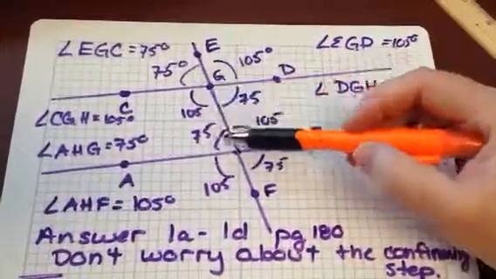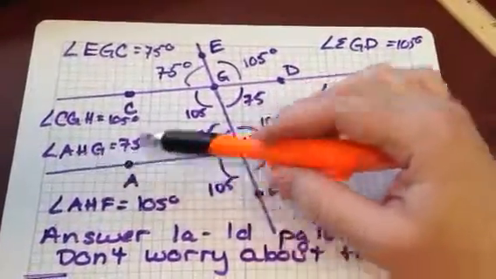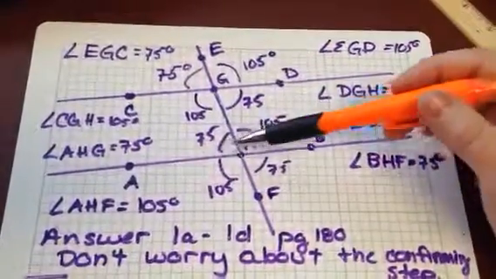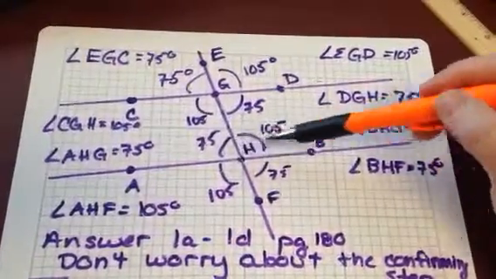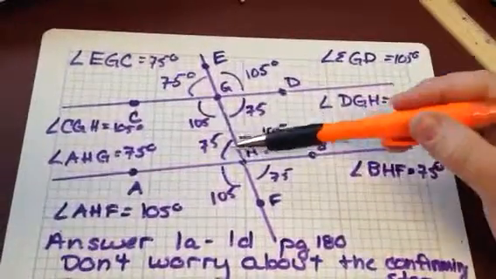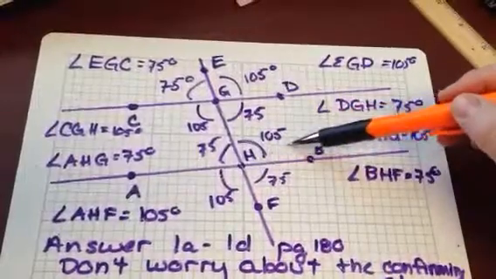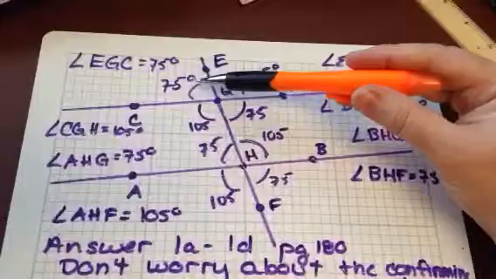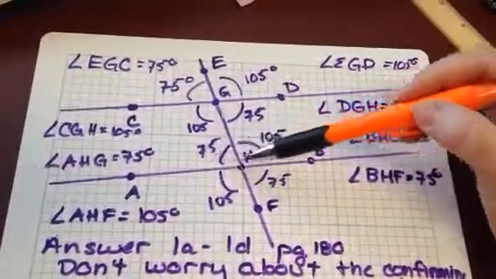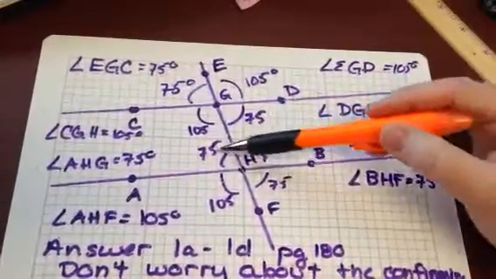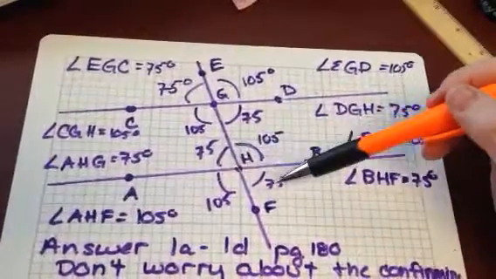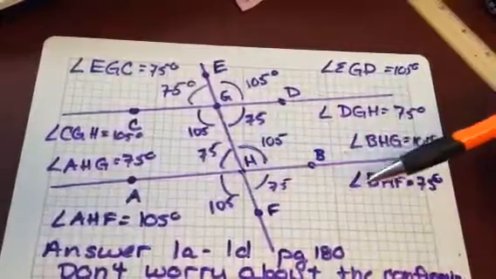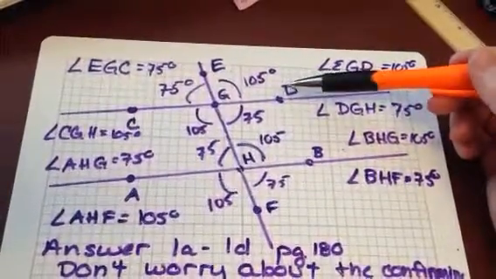So if this is 75 degrees, that's my angle AHG. This one's about 75. And we've already talked about the fact that supplementary angles make up 180, so that tells us that this angle is 105. We have talked that corresponding angles are equal, so we know this one is 75. We've talked about the fact that the opposite angles, the vertical angles, are equal, so that's 75, and this has to be 105.